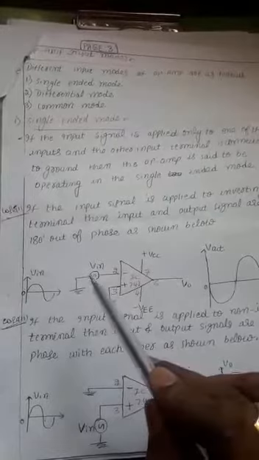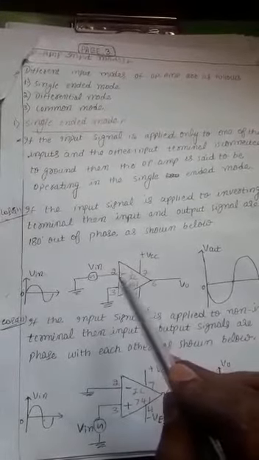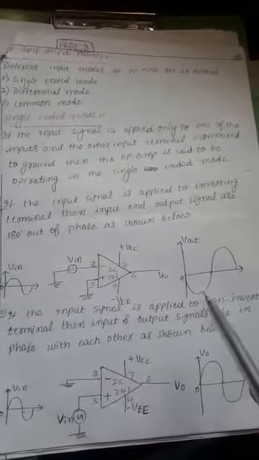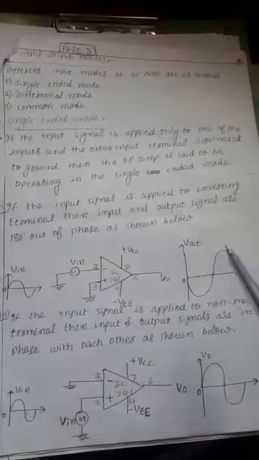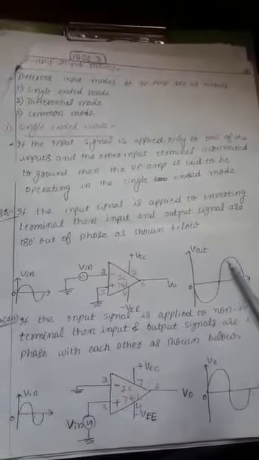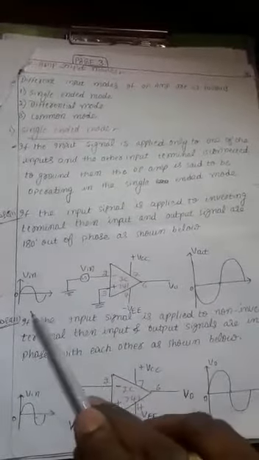In this case, I am applying my input analog signal at the pin number 2, that is inverting terminal. Negative is inverting terminal. So your output will be a magnified inverted output with respect to input.